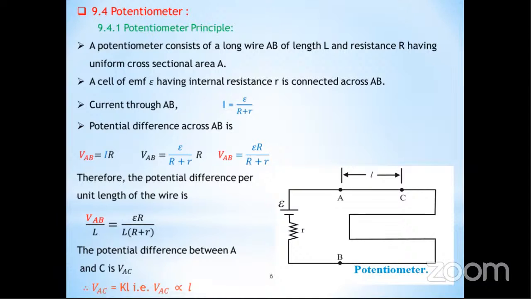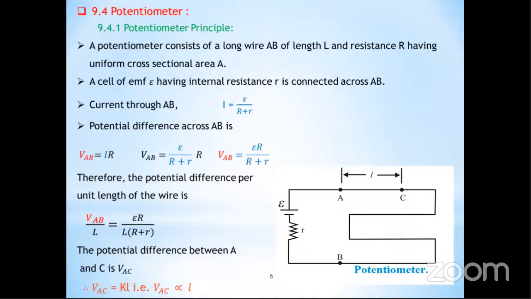In the first sentence we have given each and every piece of information about that wire. That means that the long wire is AB, having length L, resistance R, and cross-sectional area A. Now with the help of this basic information we are going to see what the principle of this potentiometer is.